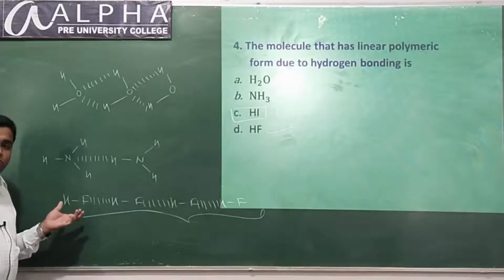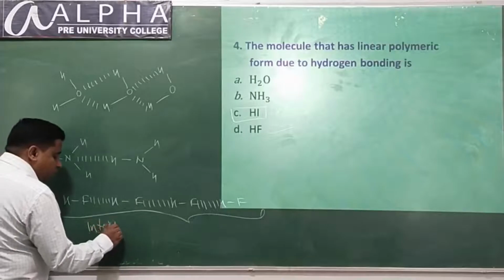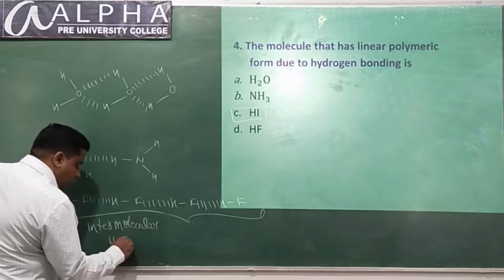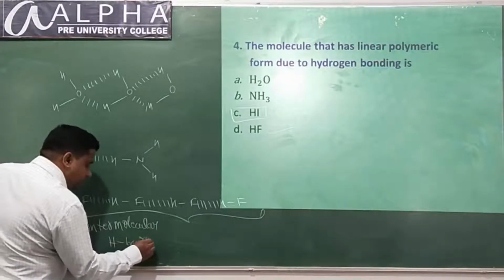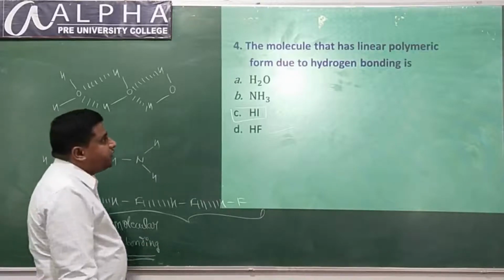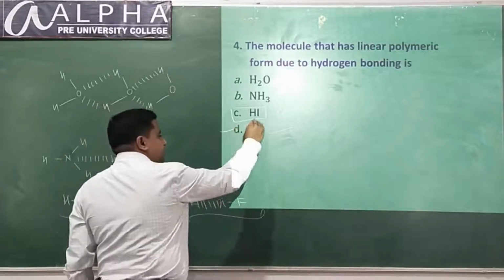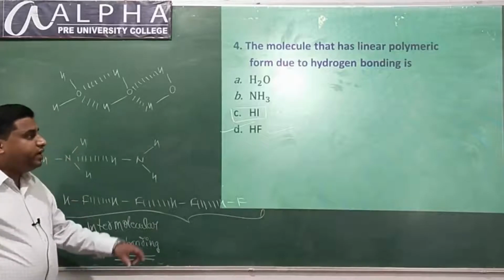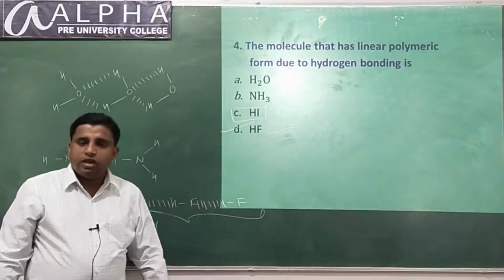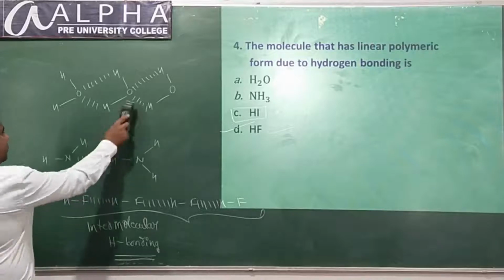What type of hydrogen bonding is it? It is nothing but intermolecular hydrogen bonding. Are we clear? So what's the correct answer? The molecule that has linear polymeric form due to hydrogen bonding is, of course, option D. You need not consider hydrogen iodide for this question because there will be no hydrogen bonding in hydrogen iodide molecules. That's it, simple. I'll go with the next question.